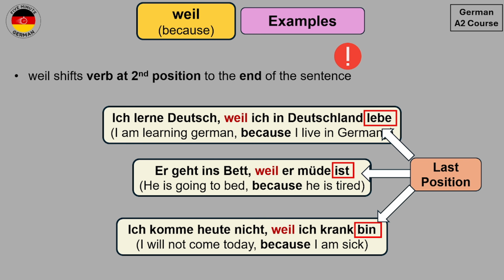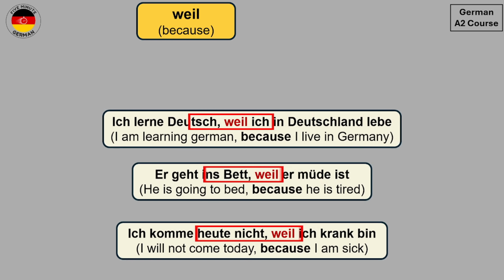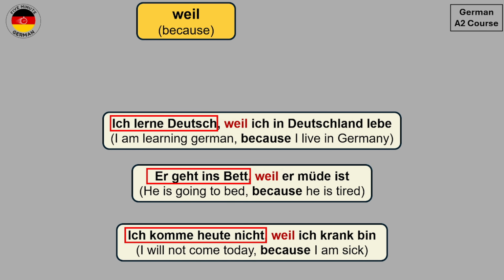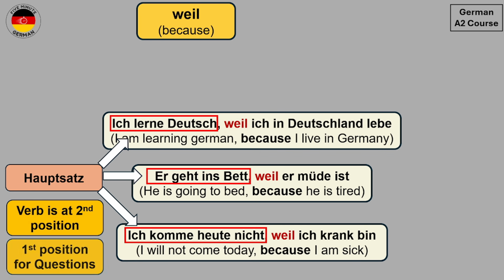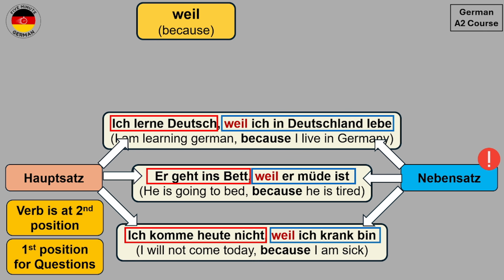Now one more important point about these sentences is that the first part of these sentences is called the Hauptsatz in German. And a Hauptsatz is a sentence in which the verb comes at second position. Or it can also come at first position in case of questions, such as ja, nein Fragen. And the second part of these sentences, which contains weil, is called the Nebensatz. And a Nebensatz is a sentence in which the verb goes to the end or the last position.